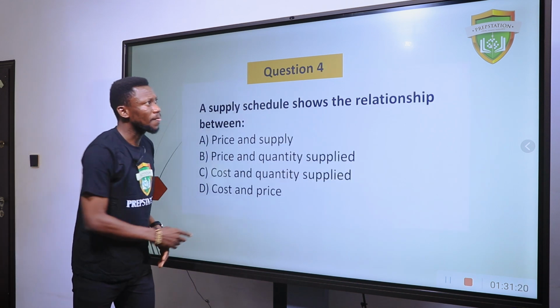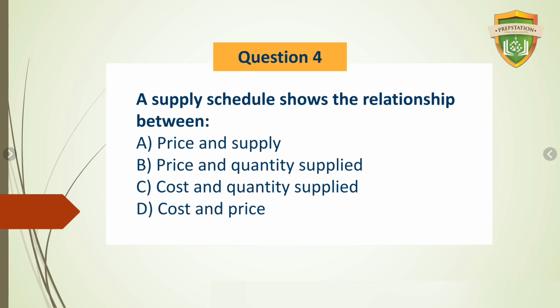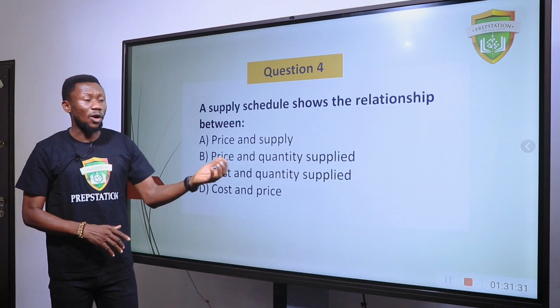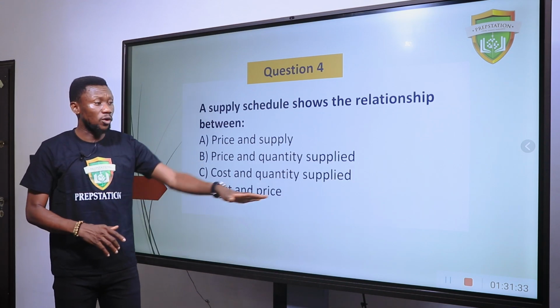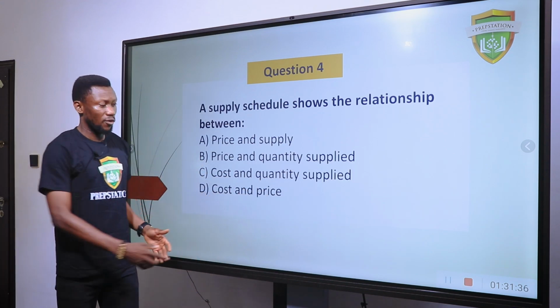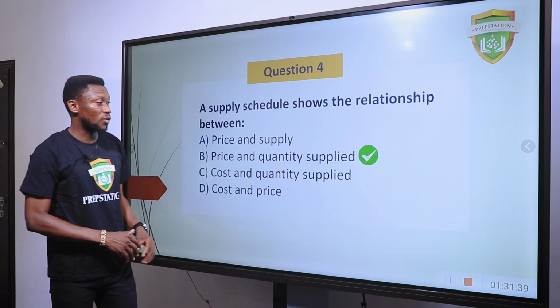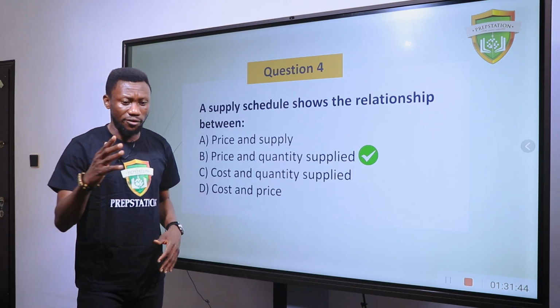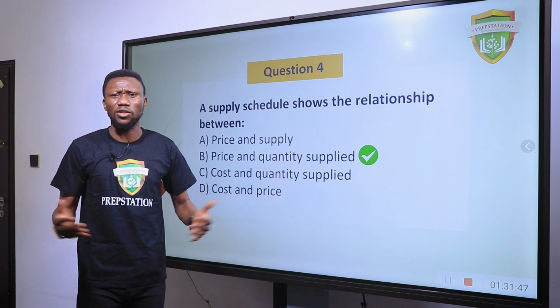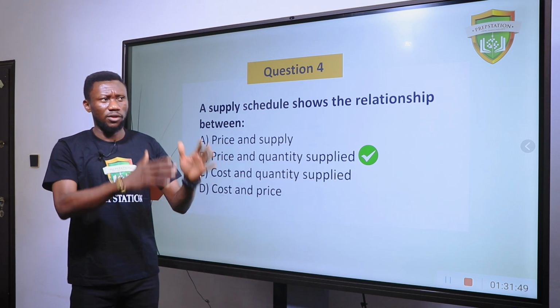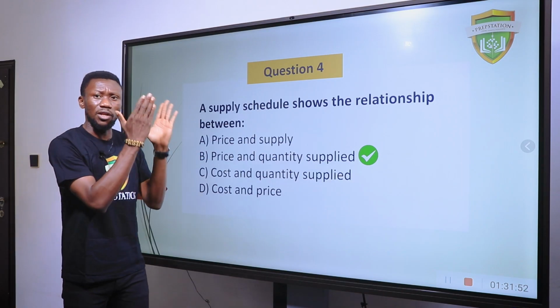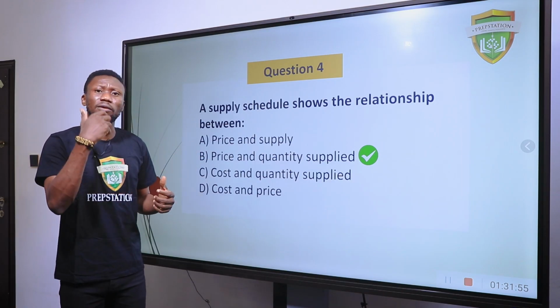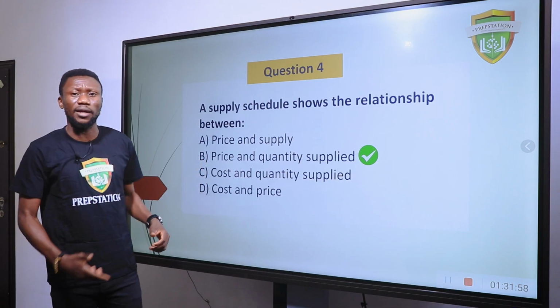Number 4, a supply schedule shows the relationship between what and what. Is it between price and supply? Is it between price and quantity supplied? Is it between cost and quantity supplied, or between cost and price? Of course, your guess is as good as mine. The answer is between price and quantity supplied. So a supply schedule is a diagram, a graph, or I don't want to call it a graph, let's call it a table. It's actually a table in rows and columns showing how related price is to quantity supplied at different levels.